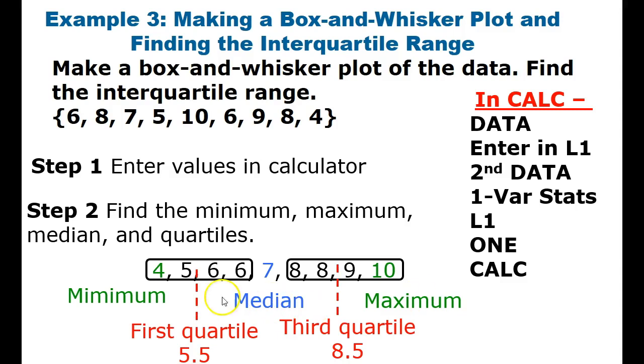The first quartile is going to be the middle of the bottom half. It's halfway between 5 and 6, so you say 5 plus 6 divided by 2 to get 5.5. The third quartile is between 8 and 9, so 8 plus 9 divided by 2 gives you 8.5.